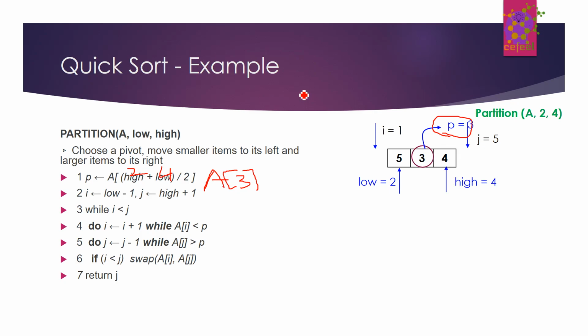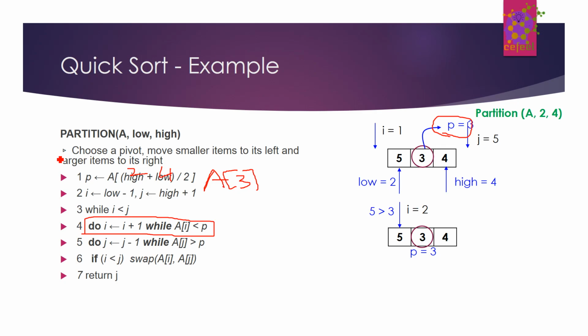Cool. Now we go ahead in step 3 where we check i is less than j. Definitely i is less than j, which means there are elements to be sorted or processed. We'll go to step 4, which is the inner while loop, where we increment i till we find an element that is out of order. So in this case we increment i, it becomes 2, and then we compare the value 3 with the value 5, which is greater than 3.